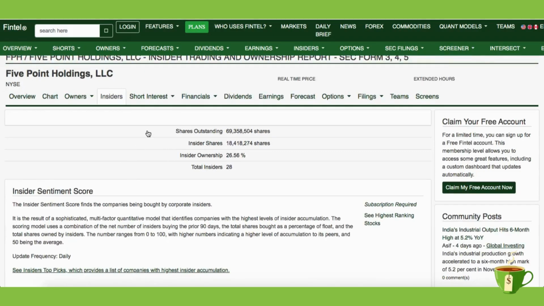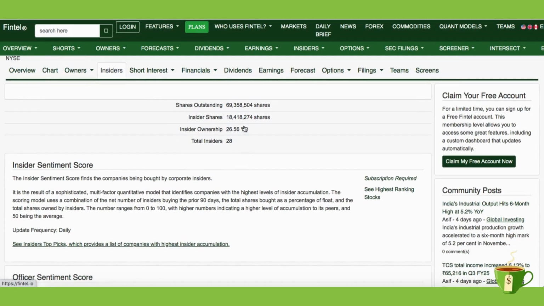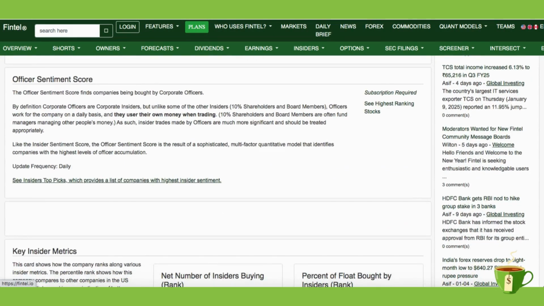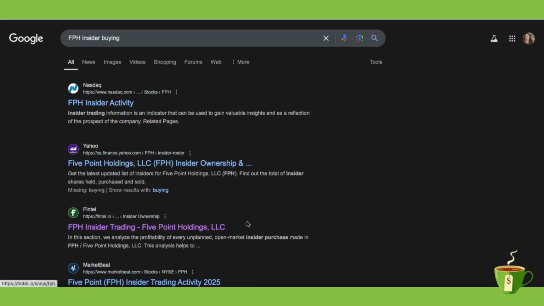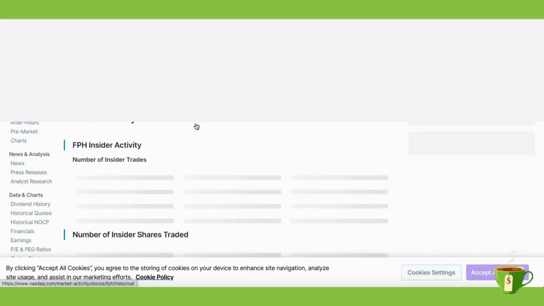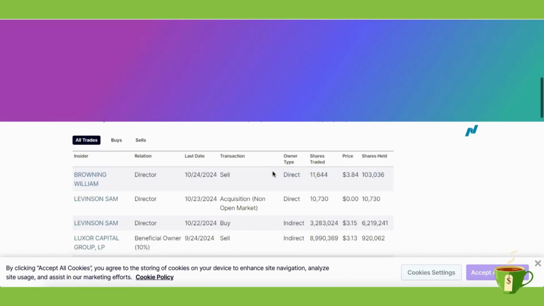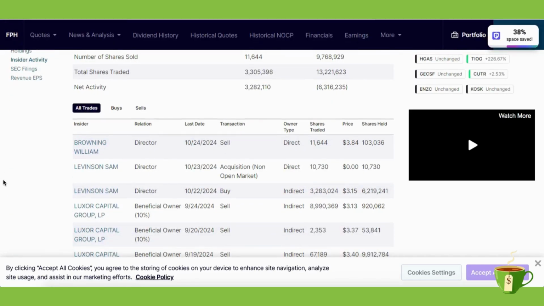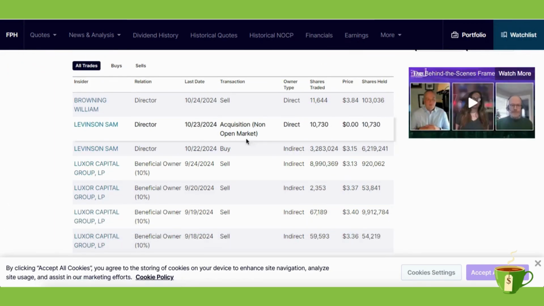So insider ownership, 30%. Just want to see why they bought 3 million shares. They might have been uninformed buys, so I don't want to even take that into consideration. Indirect owner, they bought at 315. Oh, so it's this person, it's the director.